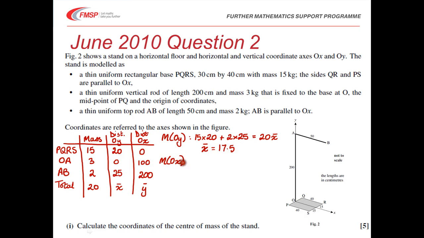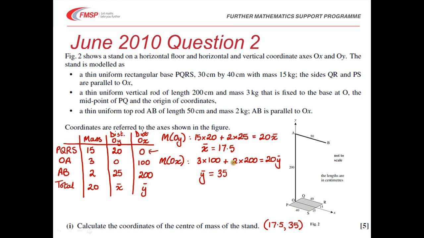We can take moments about an axis along OX in exactly the same way. So the base has no moment because the distance of its centre of mass from the axis is 0, so I'll leave that part out. For OA, that vertical rod, the moment's going to be 3 times 100. And for the top section, that's going to be 2 times 200. Again, mass times distance. That's going to be equal to 20 y bar, and we can simplify through and get y bar is 35. So the coordinates of the centre of mass of the stand are 17.5, 35.